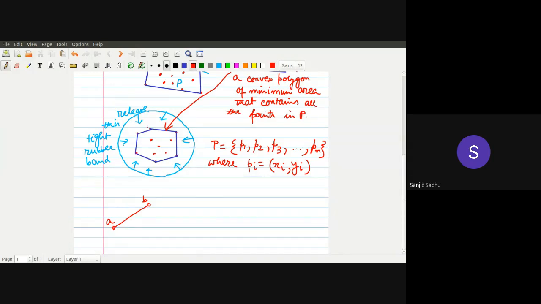Now, how can you detect whether a point C lies at the left or right of AB? Please remember, for example, AB means A to B, and BA is different. BA's direction is opposite, B to A. Clear? So these two are of opposite direction.